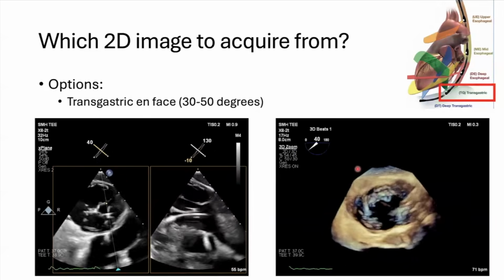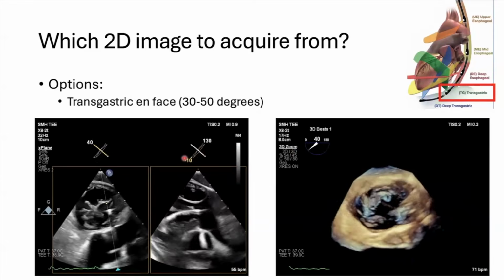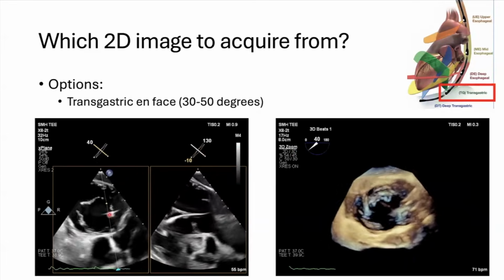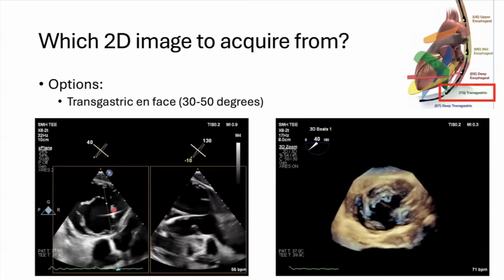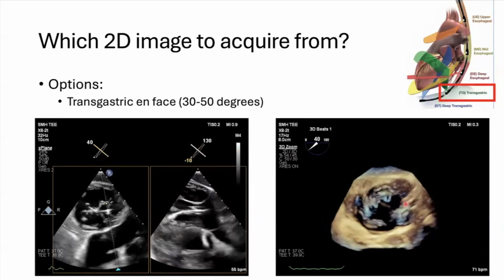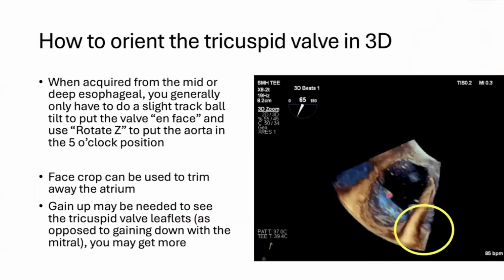And then the transgastric view can also be used to produce 3D images. This is taken from the stomach with anti-flexion applied, and we can appreciate how there's this lead in the middle here on the 2D imaging and then a coaptation gap, and it produces a similar looking image by creating 3D.